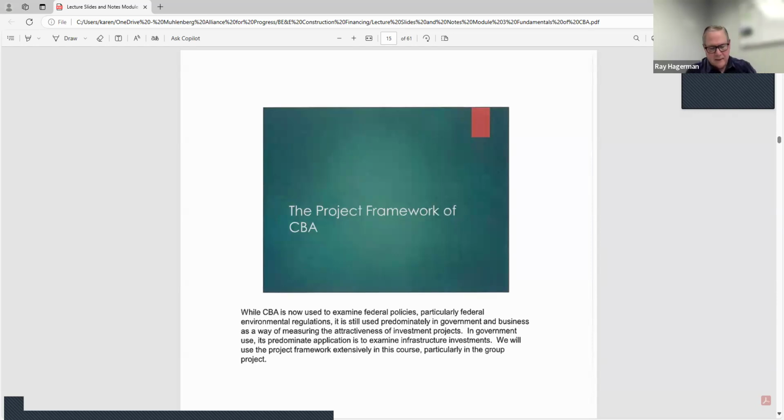But let's talk about it so we get the overall framework at that point. Now let's look at, okay, how do we start looking at a project? How do we get to a project framework that deals with what we're going to do with the CBA, how to construct it, how we first look at things?